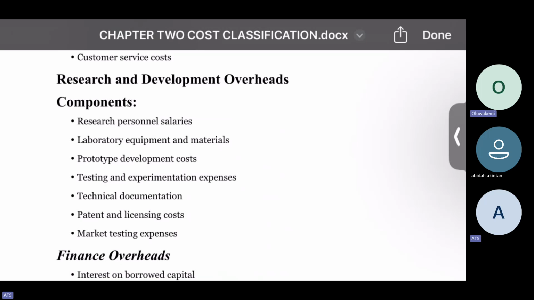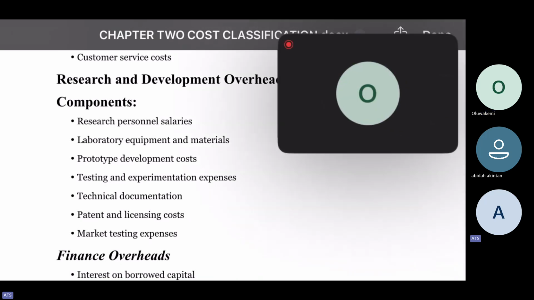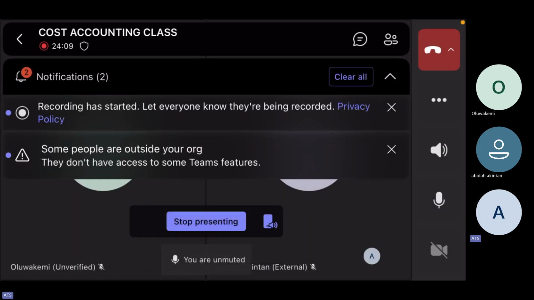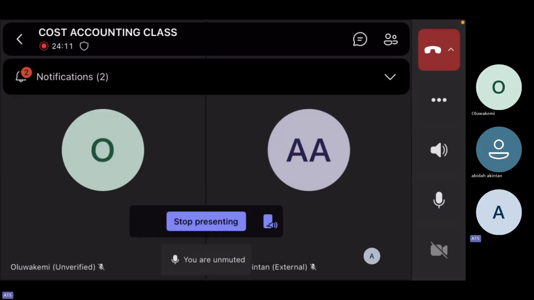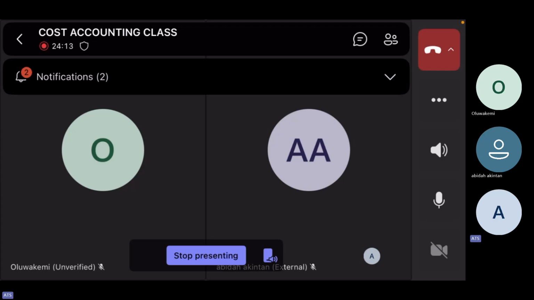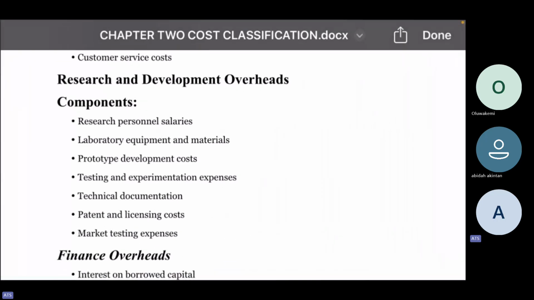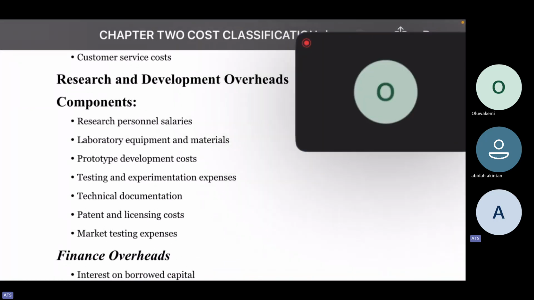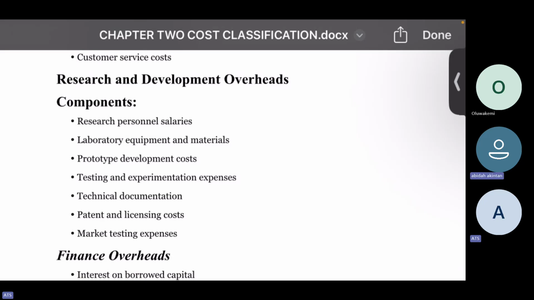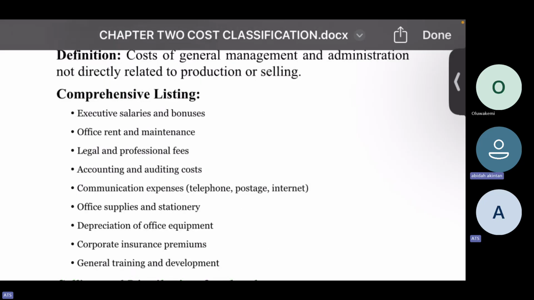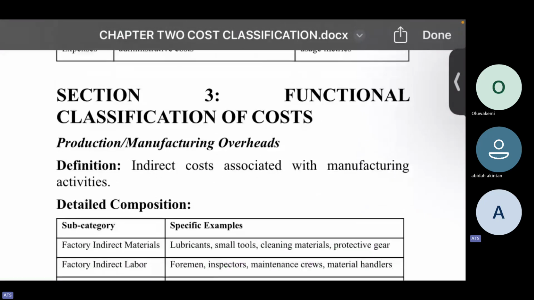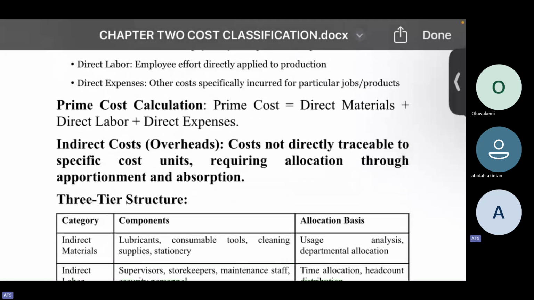Ma, I cannot hear you again. I have been muted since. I'm so sorry about that. So where did you stop hearing me? Just after the question. Okay.